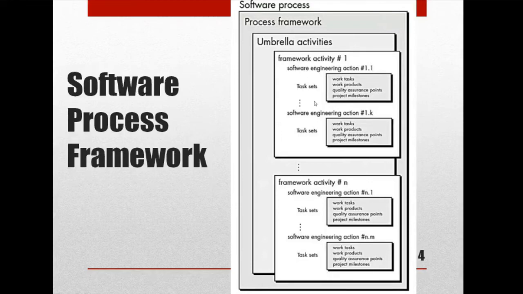Now you have got the idea about what a software process framework is. You have an umbrella activity. Inside the umbrella activity there are a number of framework activities, and inside each framework activity you have a number of software engineering actions, and for each software engineering action you will have a number of task sets. Each task set will have a number of tasks. This is your process framework. Let us discuss this particular point in detail.